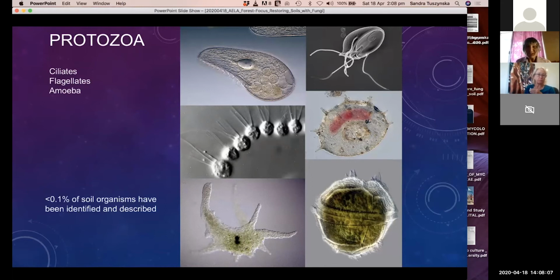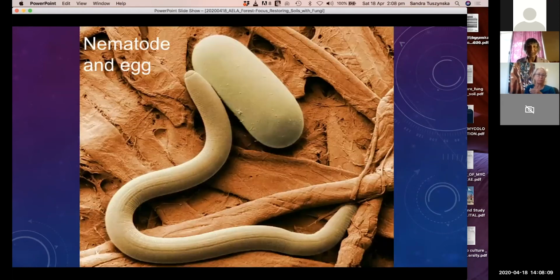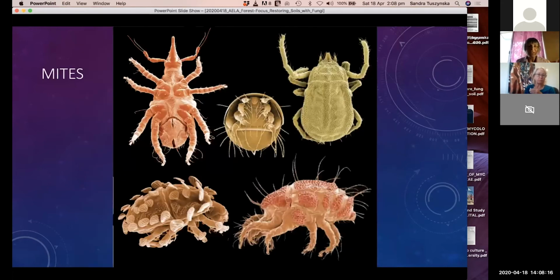We've also got nematodes, which are very microscopic worms you can see under the microscope if your soil's healthy, and that's a nematode egg. And of course, little alien-looking mites, but just as gorgeous as anything else, and just as prolific and just as essential for the ecosystem.